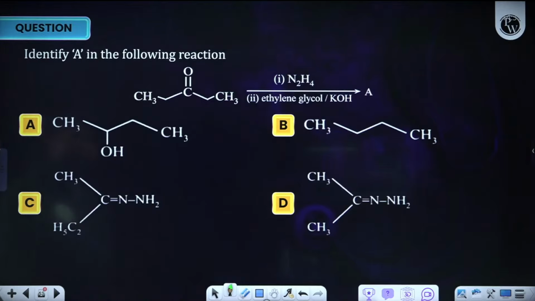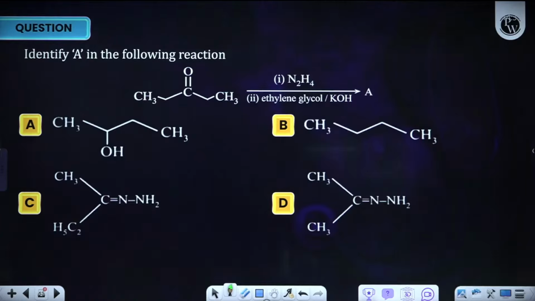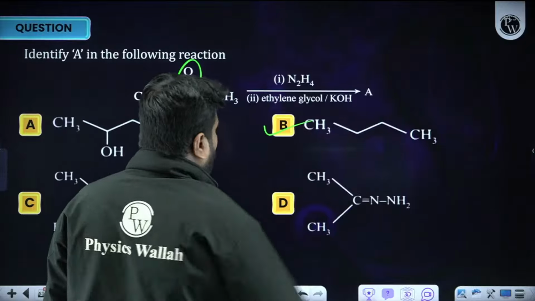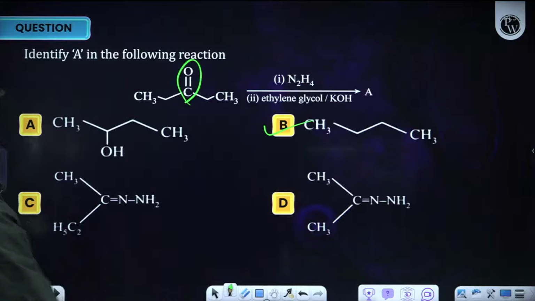Next question. Identify A in the following reaction. So, they are having a ketone. So, what are they doing? Ketone in presence of N2H4 followed by ethylene glycol, KOH. So, automatically, C double bond O becomes CH2, we will be getting option B. Direct question. These are all very direct questions.